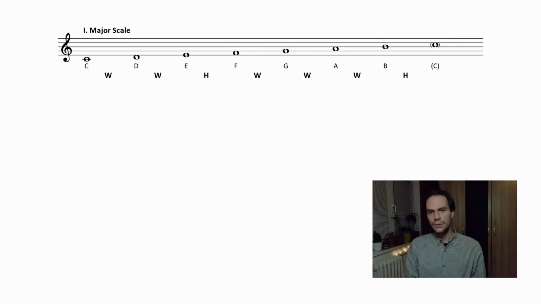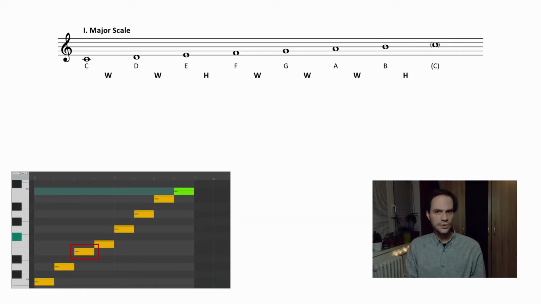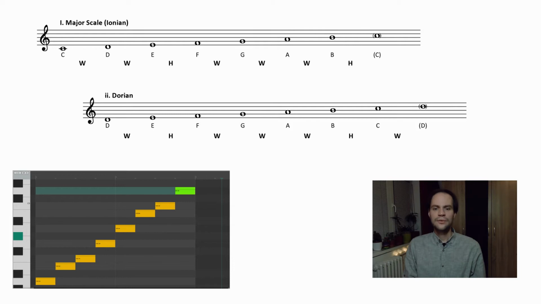Here we are again with our C major scale, but instead of playing from C to C like we did before, we are going to scoot everything up and play it from the second scale degree, which is the D. This now becomes our root note, or home base, as I said before. So now I'm going to play the scale from D to D.